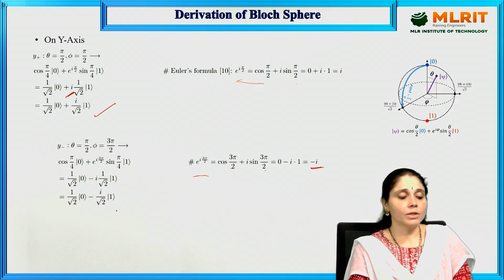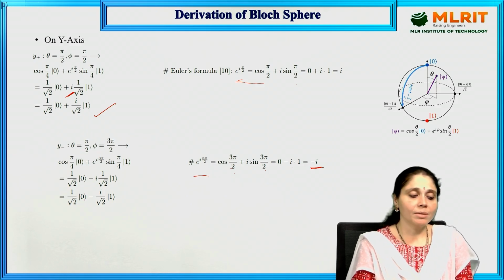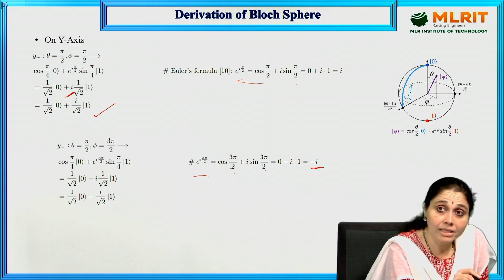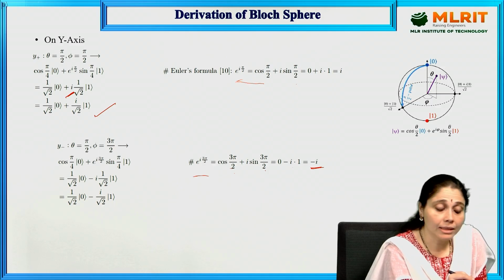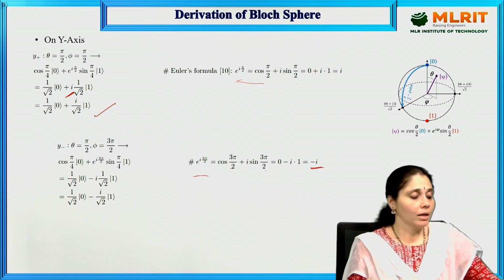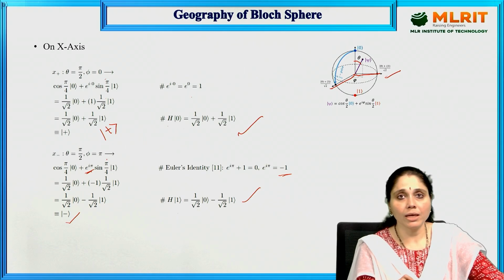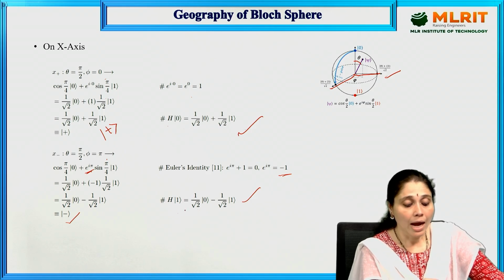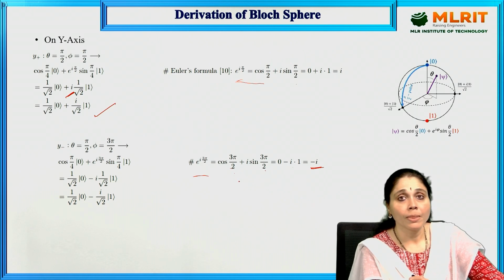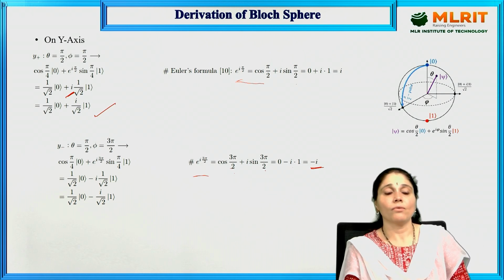So you can observe the similarity over here. What is the similarity? 1 by root 2 ket 0 plus i by root 2 ket 1 on the y plus axis, and here y minus is 1 by root 2 ket 0 minus i by root 2 ket 1. So see, here also the same thing: H of ket 0 is equal to 1 by root 2 ket 0 plus 1 by root 2 ket 1, and H of ket 1 is equal to 1 by root 2 ket 0 minus 1 by root 2 ket 1. So the same is seen over here on the y-axis also.